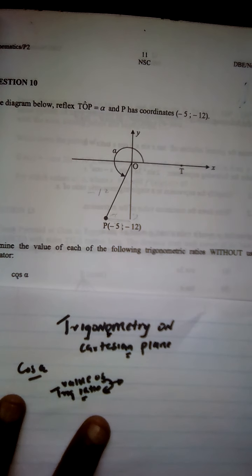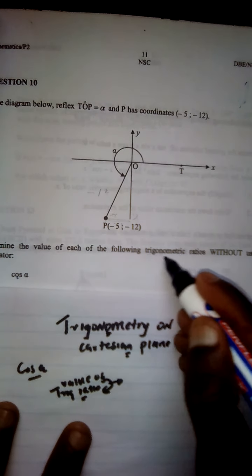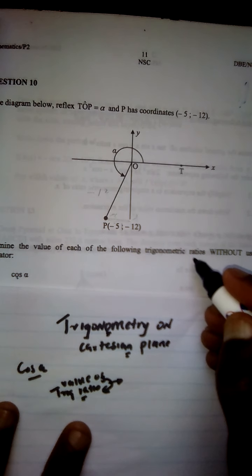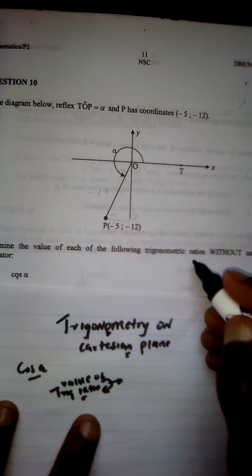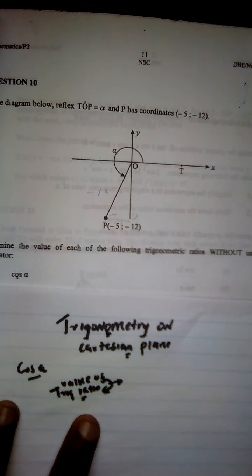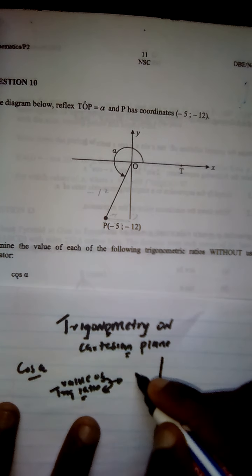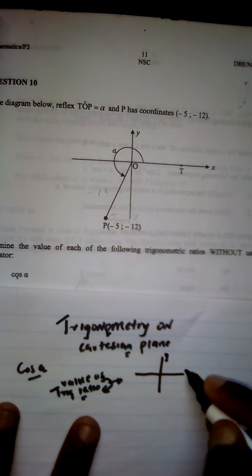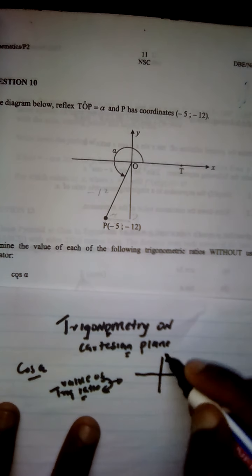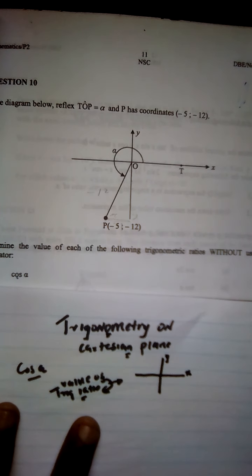I'm saying that again. When they say determine the value of a trig ratio, determine the value of a trigonometric ratio, this happens in trigonometry where we are looking at trigonometry on a Cartesian plane. Mostly you will see the y-axis and x-axis. This is a Cartesian plane. It's a trigonometry that deals with a Cartesian plane.